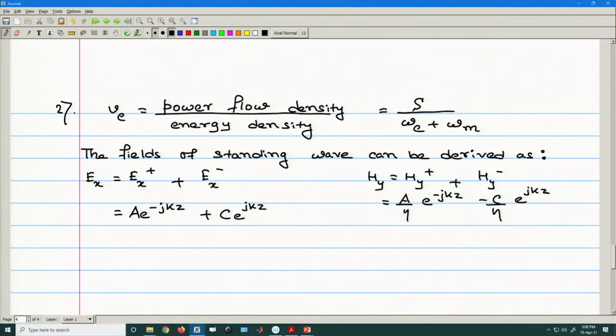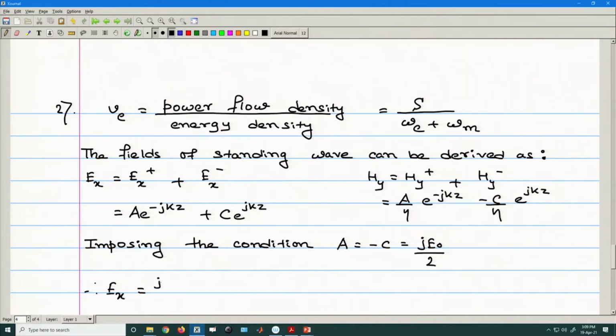Fine. Now, we will impose the condition A equals minus C equals j E naught by 2. Since they are out of phase, we will get Ex as j E naught by 2 e to the power minus jkz minus j E naught by 2 e to the power jkz.